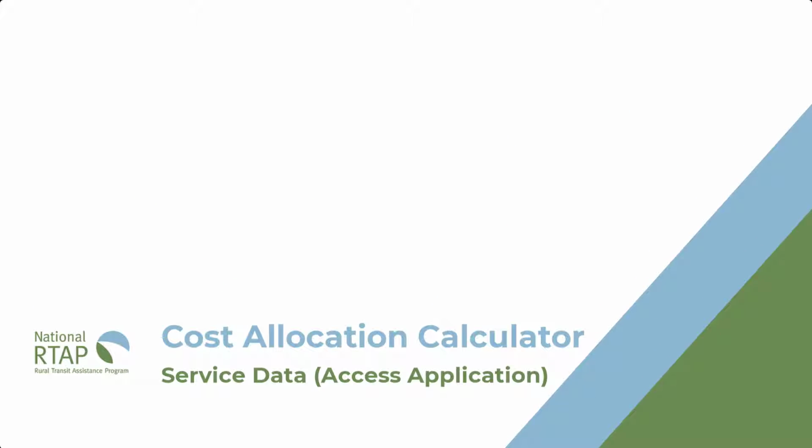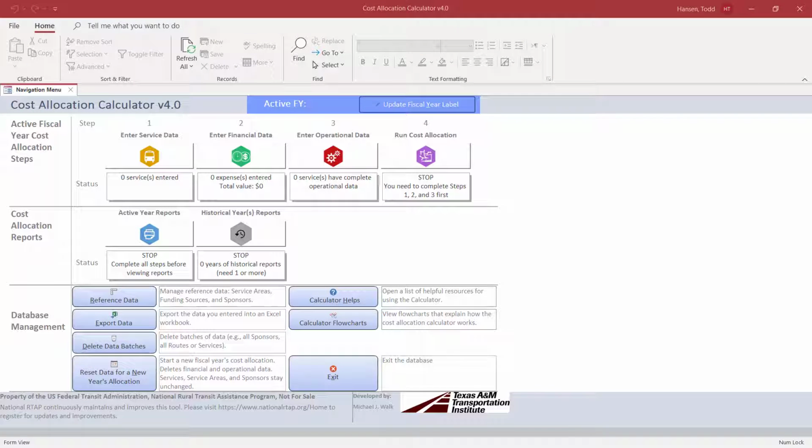The first step to using the Cost Allocation Calculator, once you've gathered your data, including service data, financial data, and operational data for each service, is to enter this information into the calculator application of your choosing. Both are equally easy to use. In this video, I will be demonstrating entering service data into the Access application.